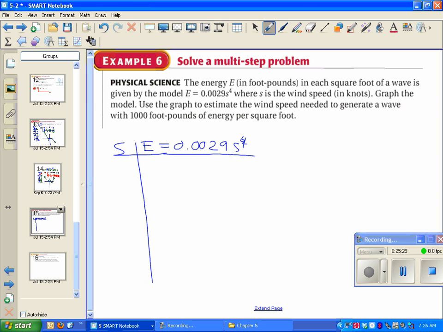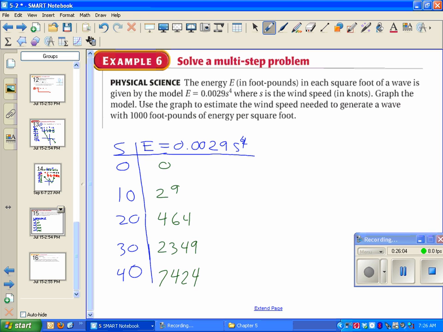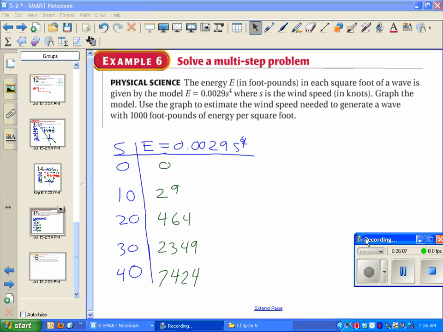All right, so again, don't worry about the values. The values are 10, 20, 30, and 40. All right, so pause the video and make sure you can find those values, and then make sure you do the exponent first and then multiply. But you should get 0, 29, 464, 2,349, 7,424. So when we graph that, we're not really worried about negative wind energy.